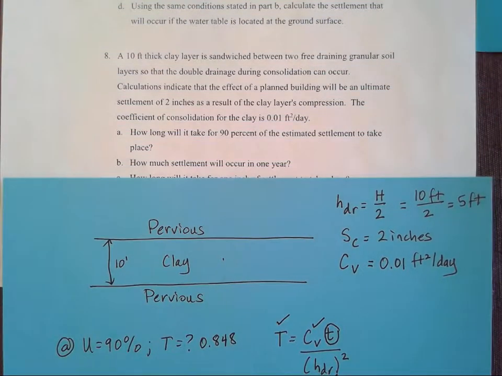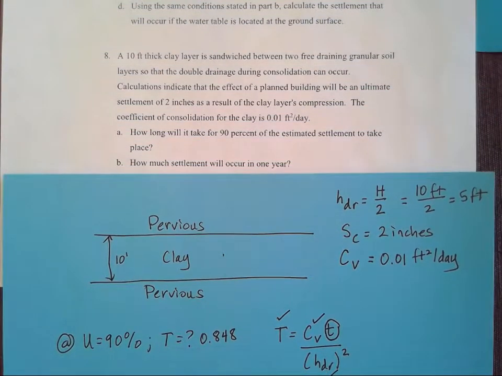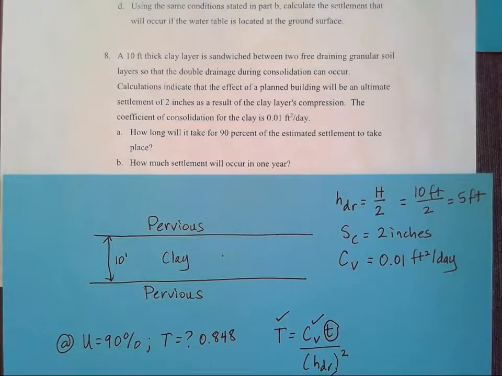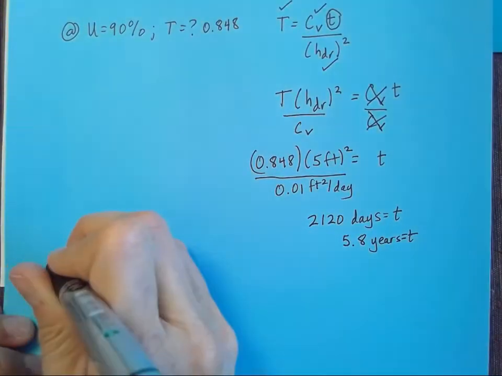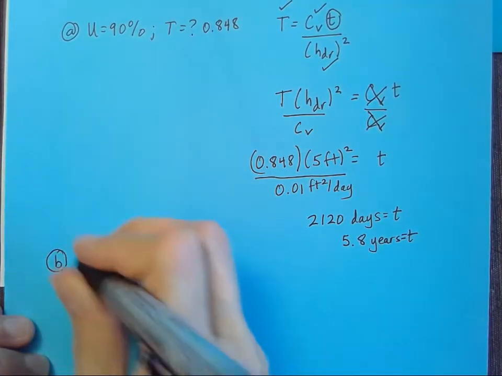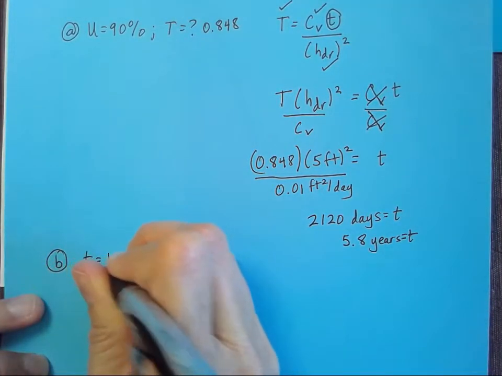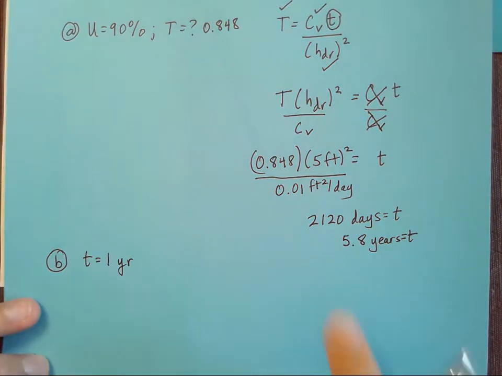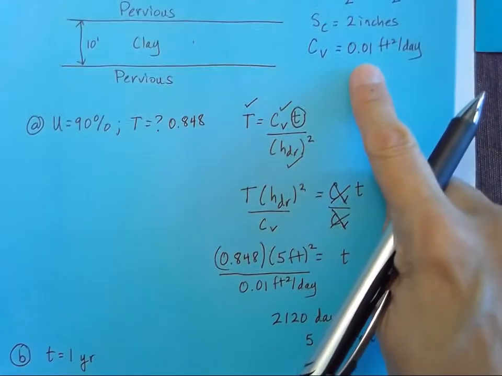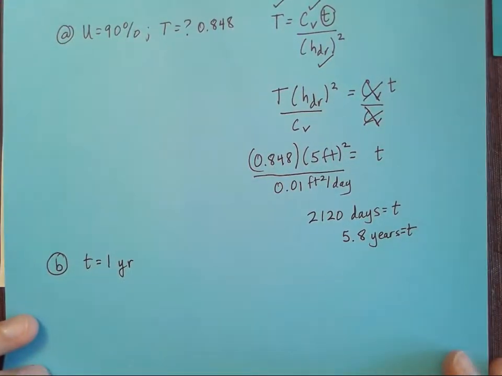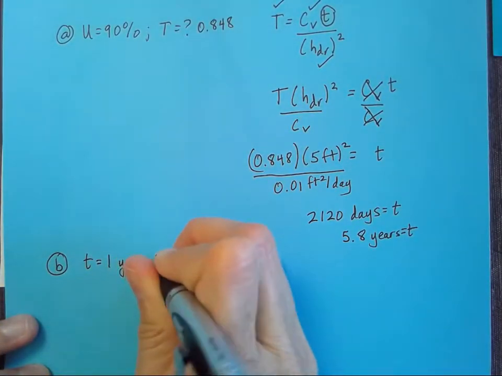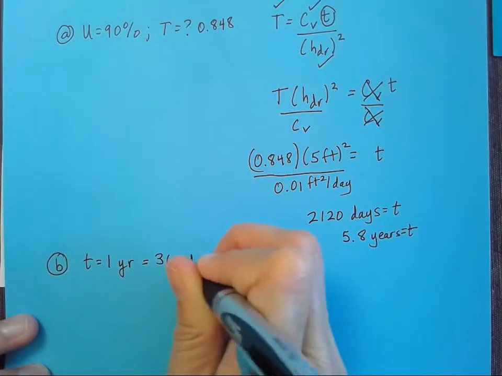How much settlement will occur in 1 year? So that's how much is going to occur in almost 6 years. How much is going to occur in 1 year? So that's going to be my part B. So now I know that my T is going to equal 1 year. But because this CV value is in per day, I'm going to transfer this to days so I have the same units. So the 1 year is 365 days.